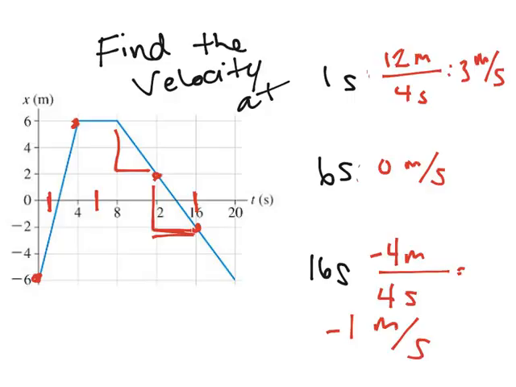Remember, a way to check that you got it right: this is a downward slope, which means we know it has to be negative. This here is an upward slope, so we know it must be positive.